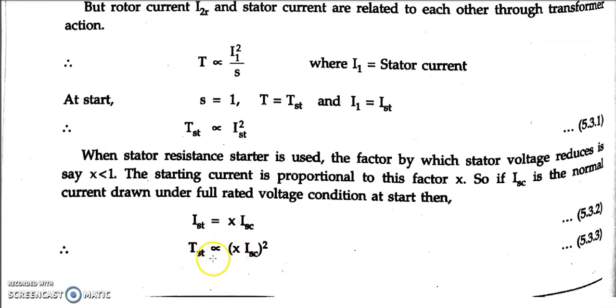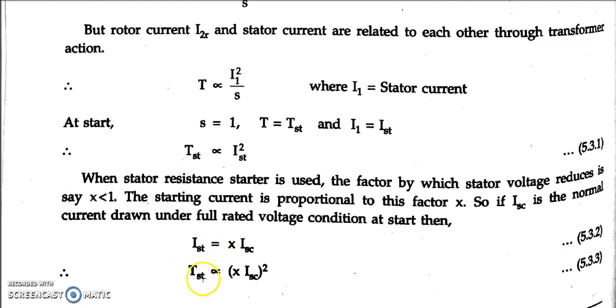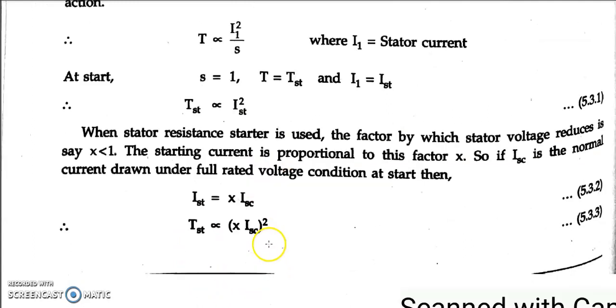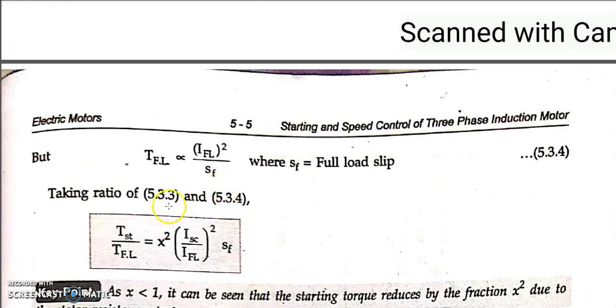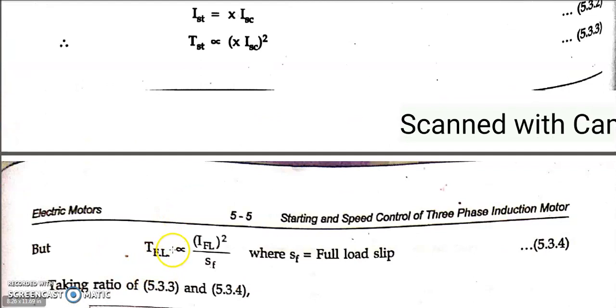So what happens here, T start is proportional to I start square, so I'm going to substitute X times ISC here. So what I get is T start proportional to (X times ISC) square. Hope you understood this. I'm going to substitute this here, so this becomes this. Next, I'm going to write a similar thing for the full load also.